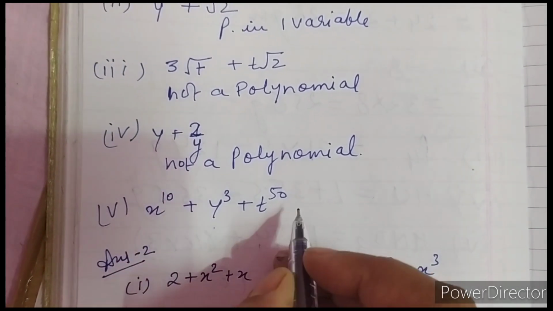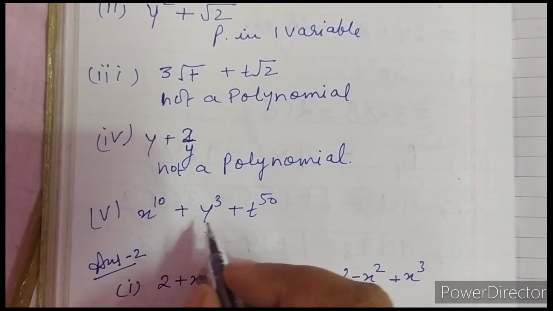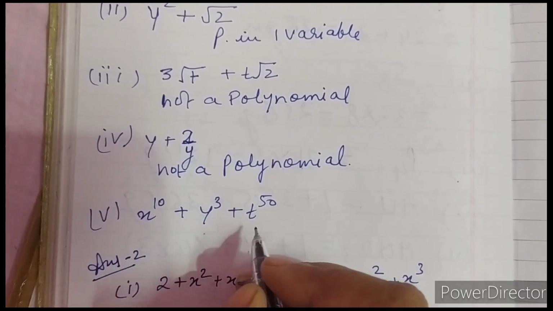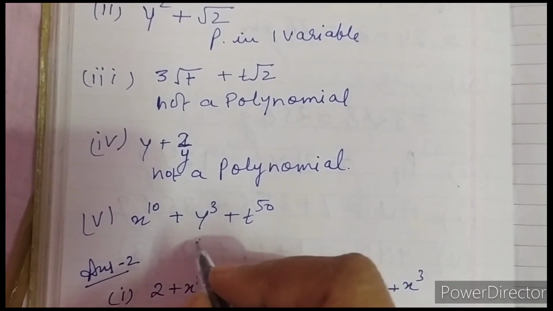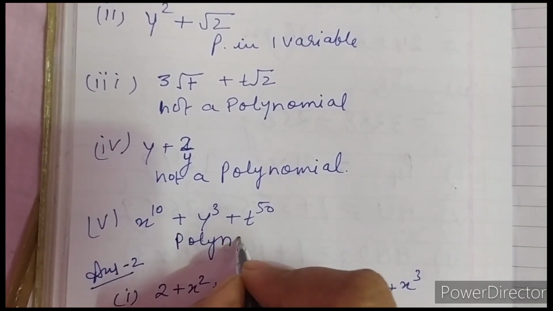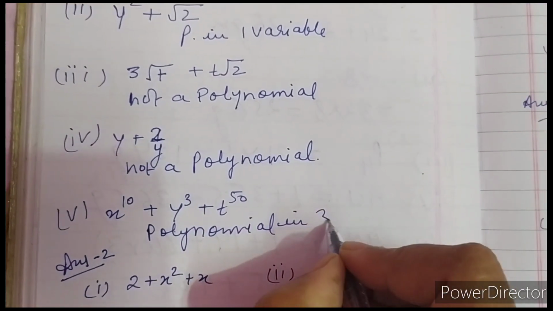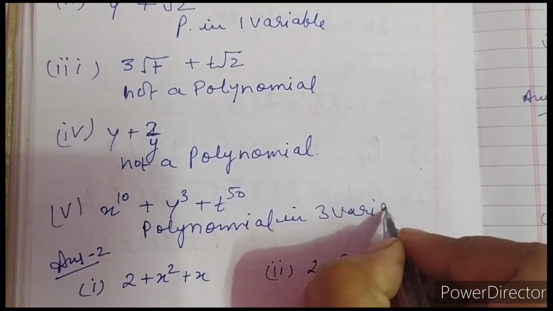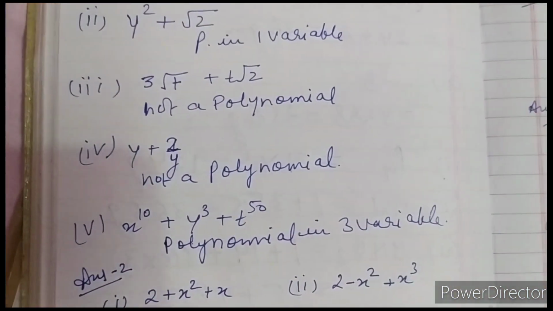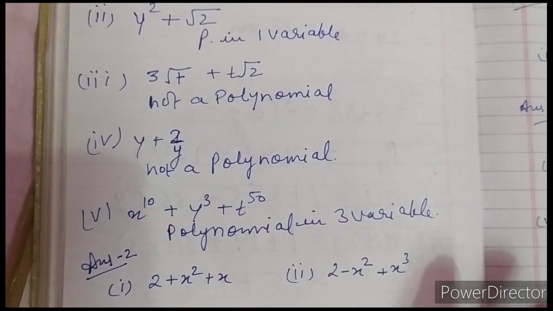Here this is not a polynomial in one variable, it is a polynomial in three variables, x, y and t. Three variables are there, so it is a polynomial in three variables. Okay, so it is easy to identify whether it is a polynomial in one variable, two variables, or not a polynomial, or in three variables.